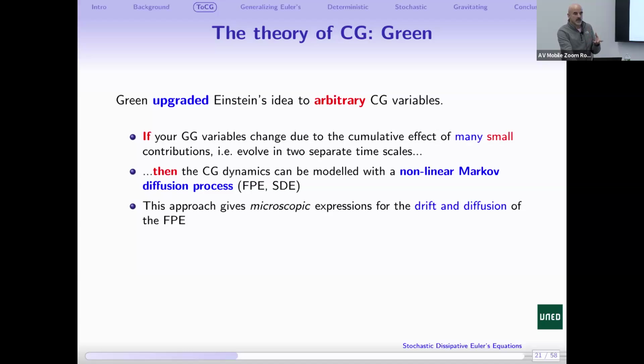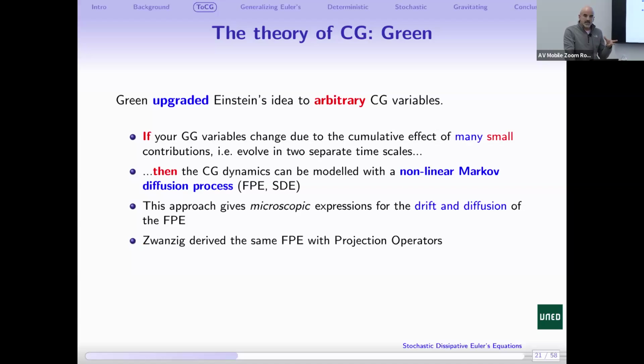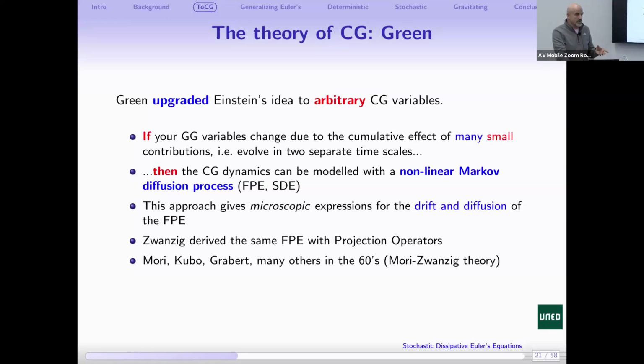It was not only a modeling assumption. Green was able to connect, as Einstein did, the explicit form of the drift and diffusion terms of the Fokker-Planck equation with the microscopic dynamics. Zwanzig, a few years later, obtained the same Fokker-Planck equation by using a technique of projection operators. And since then, Mori, Kubo, Grabert, and many others in the 60s and 70s of last century contributed to this projection operator theory, which came to be known as the Mori-Zwanzig theory. But the essence was already given by Green. These projection operator techniques are a way to get the Fokker-Planck equation in macroscopic terms.